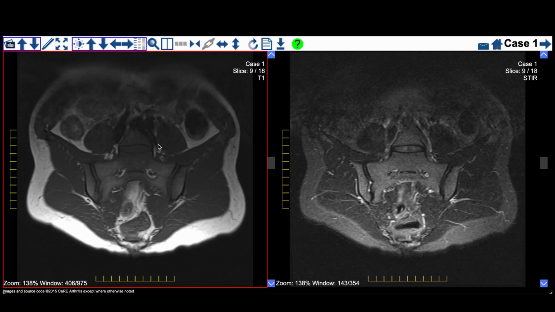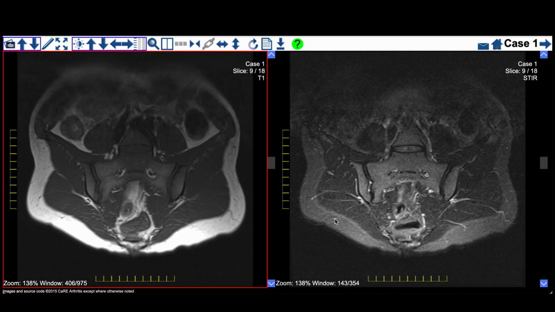Now, the T1 weighted scan is a fat sensitive sequence. So this means the subcutaneous fat is very bright. The STIR sequence is fat suppressed. So you can see that the signal from fat is suppressed.